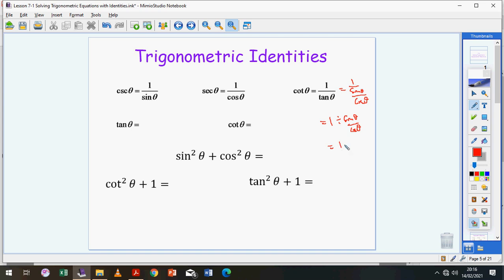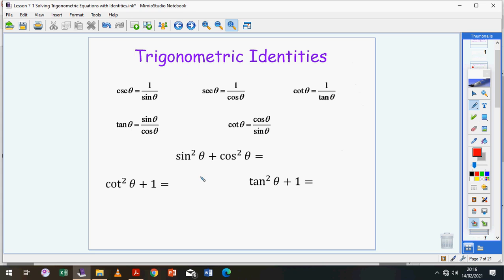So this becomes 1 times cos divided by sine, and I hope you can see that cot is basically the same thing as cos theta divided by sine theta. Because it's a reciprocal of tan, it makes sense that it's cos divided by sine, because we know that tan is the same as sine over cos, so therefore cot is simply the reciprocal of this, therefore cosine over sine. Cot is also cosine over sine.